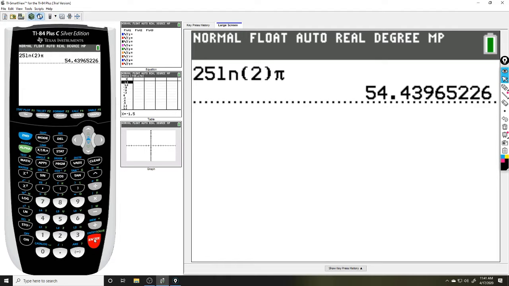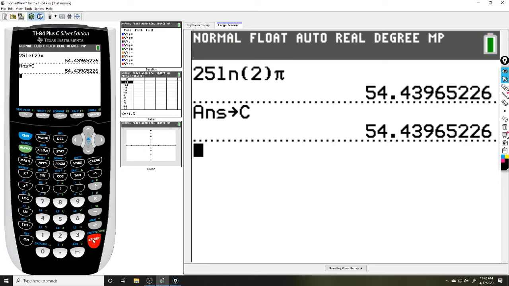Then what we can do is we can store it with the store key. So I can get out that answer, and it has that fancy decimal, and I can hit the store key, which is over here, and I can say what letter I want to store it as. That's part of the purpose of these letters being here. So I can go alpha, and let's choose C for calculus. And it'll give the number back saying, yes, we stored the value.